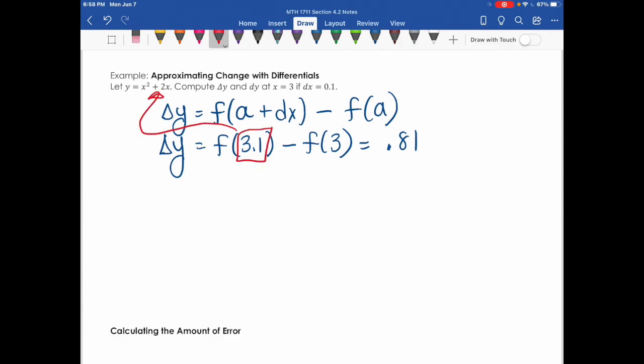To find the value of f of 3.1, I'm taking 3.1 and plugging it into the function. And then the same thing, to find f of 3, I'm plugging it in over here. And then when I subtract, I get 0.81. Now let's find the dy, the differential, which is the change on the tangent line, and let's compare them.